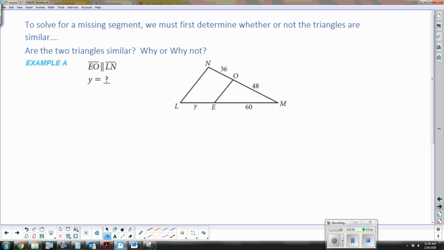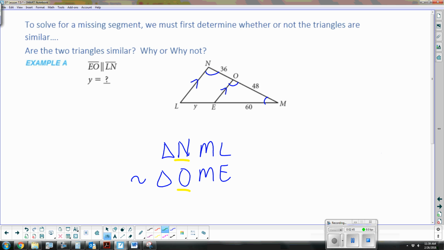Now, next, let's look at this. To solve for a missing segment, we have to determine whether or not the triangles are similar. Are these two triangles similar? Well, angle M is a shared angle. Looking at triangle NML, if we know that these two lines are parallel, we know that N and O are congruent. So that's going to be similar to triangle OME. Again, you have to make sure that you match up your similar angles. Angle N is congruent to angle O, angle M is congruent to angle M, and angle L is congruent to angle E.